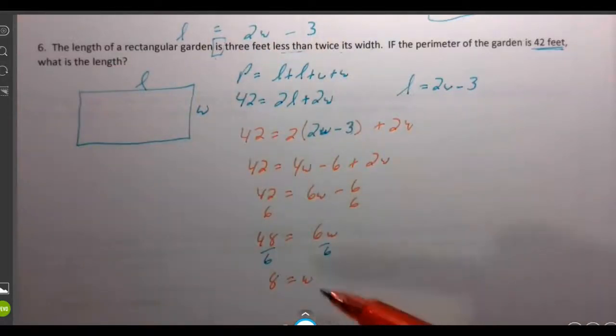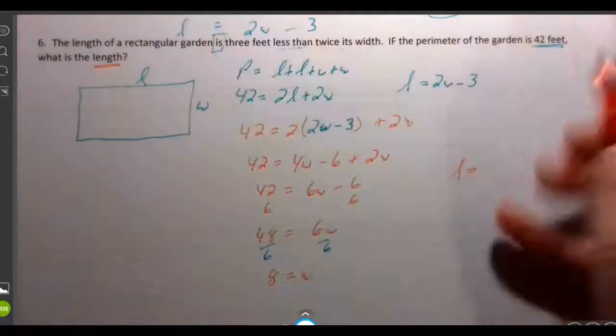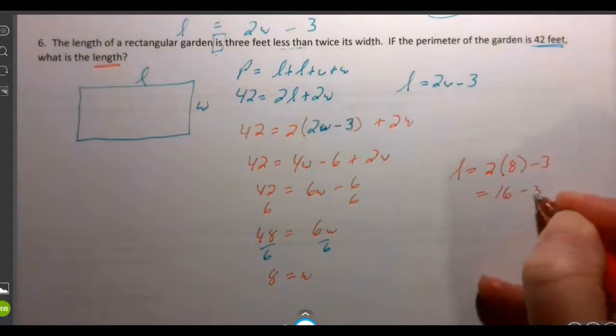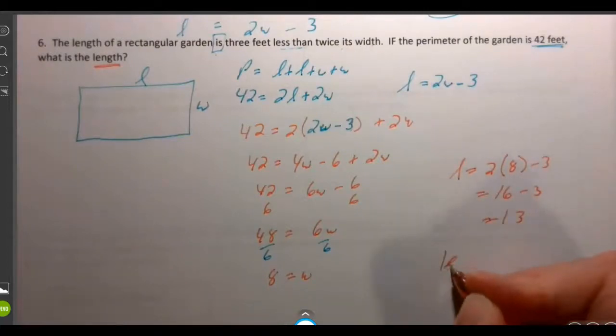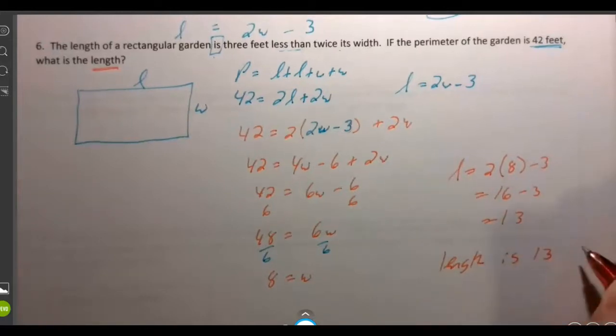So we found out that width was 8. We're going to plug that back into L because that's what they're asking for, the length. 2 times 8 minus 3, 16 minus 3 is 13. So the length is 13. What were we in? Feet? Feet.